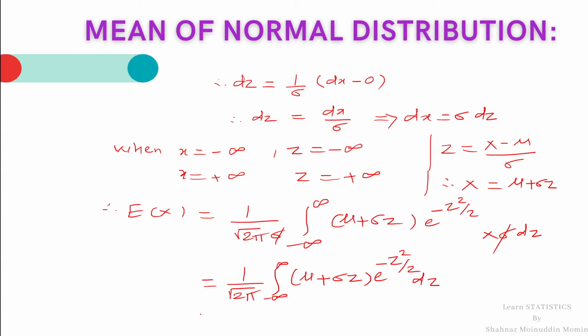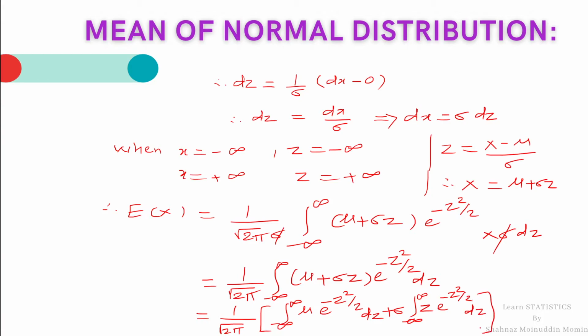Now we will separate out two integrations: 1 upon root 2 pi into bracket, integration minus infinity to infinity mu e raised to minus z square by 2 dz, plus sigma integral minus infinity to infinity z e raised to minus z square by 2 dz. These are the two integrals. This is integral number 1 and this one is integral number 2. Now consider the first integral.